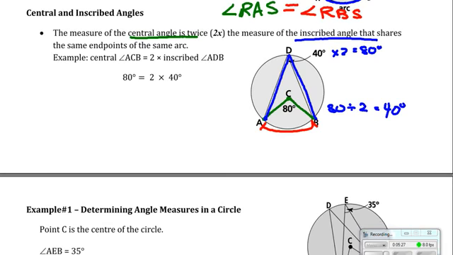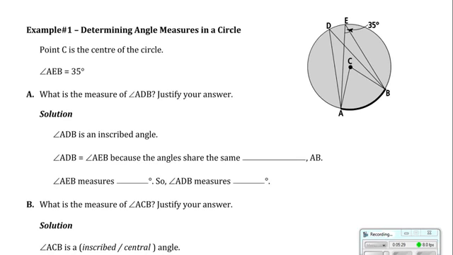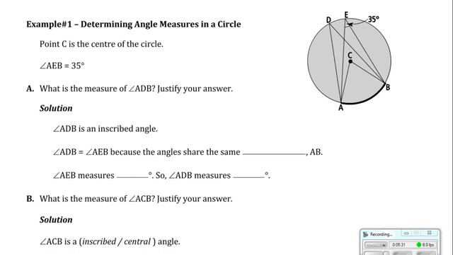So we're going to use these properties to kind of help us out. Okay, so we have arc AB. We have an inscribed angle, AEB, that's 35 degrees. So if you remember our inscribed angle property, it says if you have 2 inscribed angles that have the same arc, they have the same value.